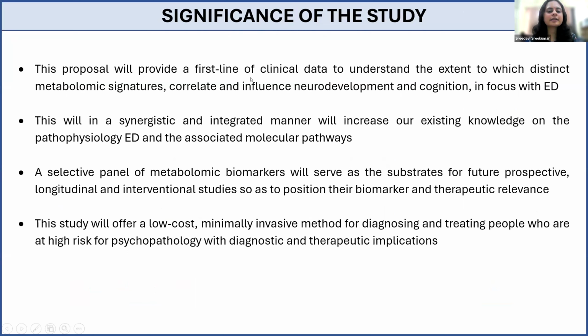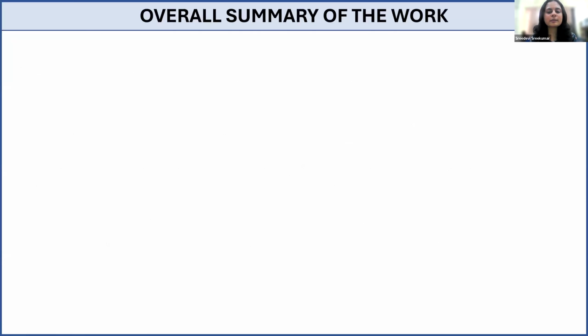This will provide first-line clinical data to understand the extent to which a metabolomic signature can influence neurodevelopment and cognition. It can also help us understand the pathophysiology of externalizing disorders and the associated molecular pathways. And this selective panel of biomarkers in the long run can also help us carry out early diagnosis, early treatment, everything. And this is the overall summary of my work.